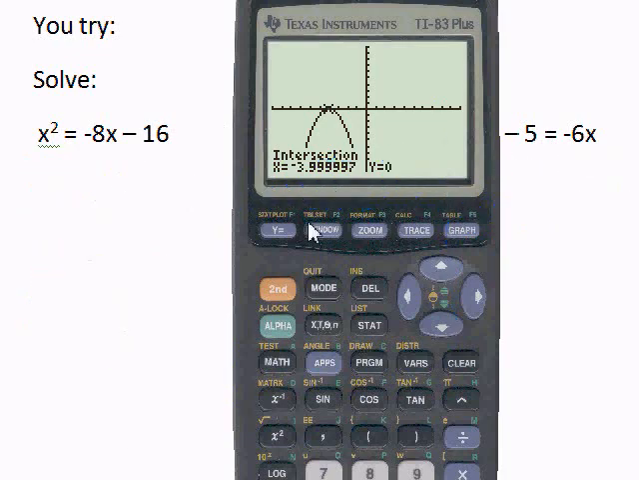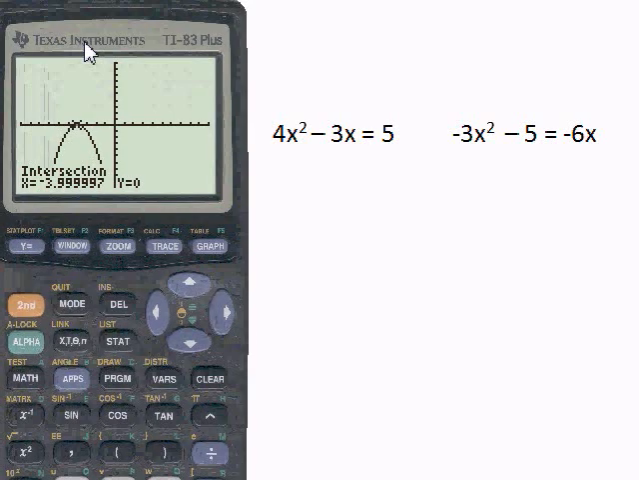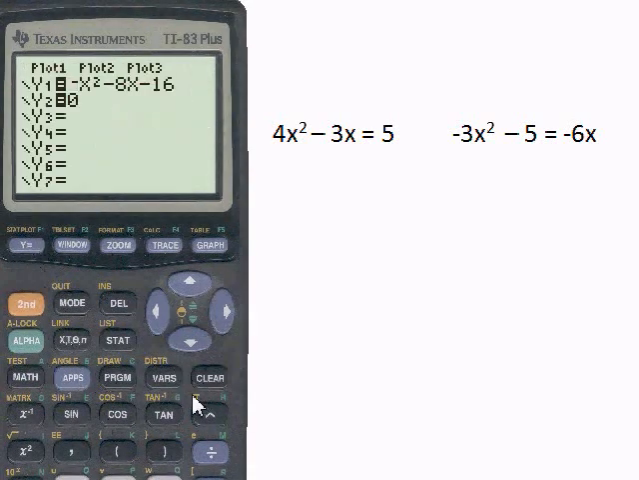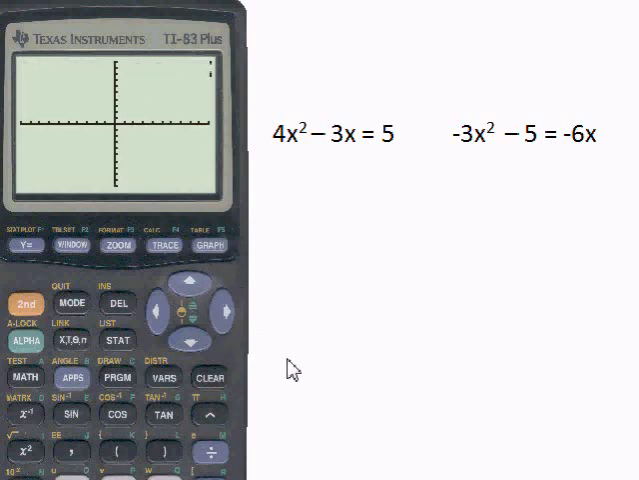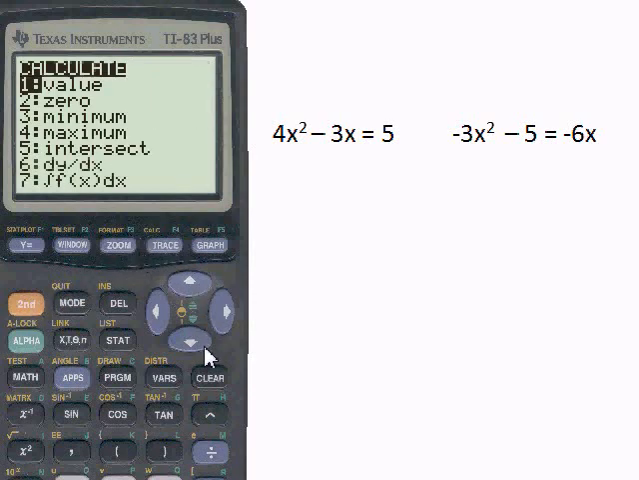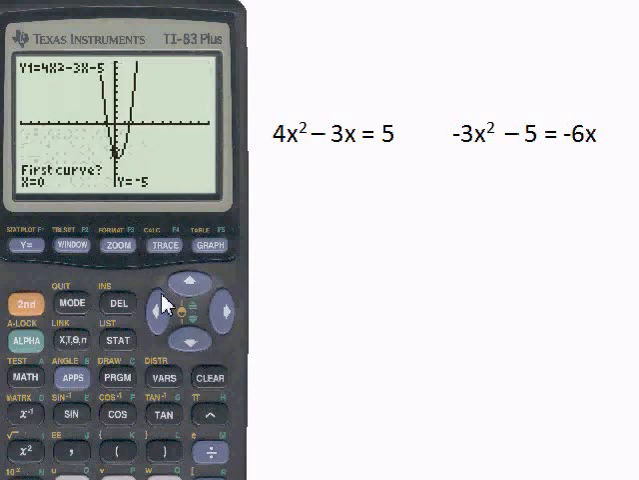All right, for the second one, we go ahead and type that in. We get 4x squared minus 3x minus 5. We graph it. Notice it crosses twice. We have to find two intersections. Second trace, intersection. Press the left arrow key till we get close. I'm going to press enter 3 times. And one solution is x equals negative 8.04.